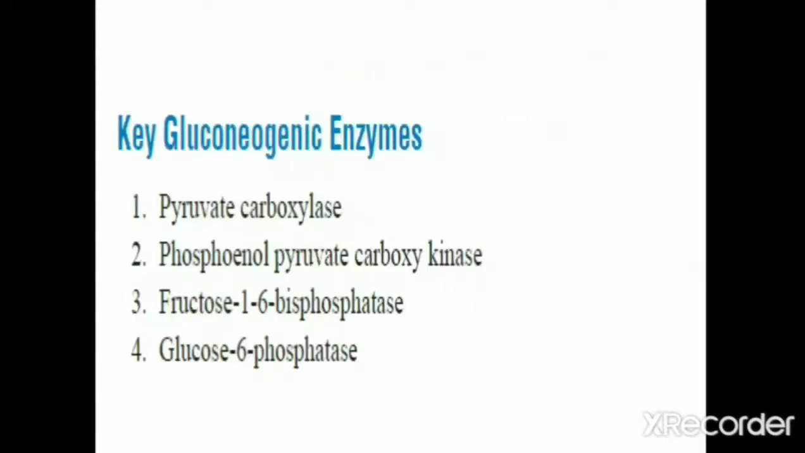And then write the key gluconeogenic enzymes. These are the four enzymes which mediate the major reactions of gluconeogenesis: pyruvate carboxylase, phosphoenol pyruvate carboxykinase, fructose 1,6-bisphosphatase, and glucose 6-phosphatase. Since it is an essay question, you should try to write the reactions mediated by these key enzymes of gluconeogenesis.